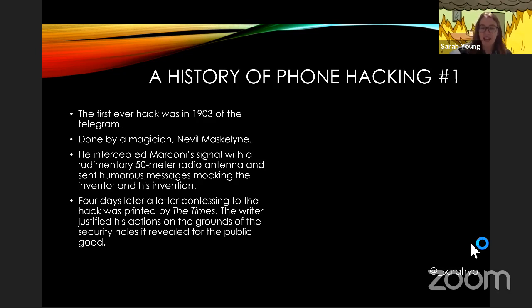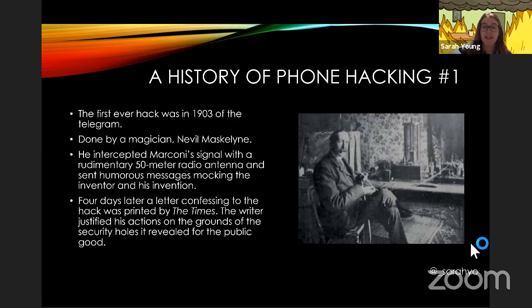The first ever hack was in 1903, so over 100 years ago, and it was done on the wireless telegram. It was done by a magician. His name was Neville Maskelyne, and he intercepted Marconi's wireless signal with a very basic antenna, and he was sending funny messages, basically mocking Marconi and mocking the wireless. The reason he did this was because one of Marconi's claims was that the wireless was very secure, it couldn't be intercepted, and all your messages would be private. So Maskelyne decided to prove him wrong.